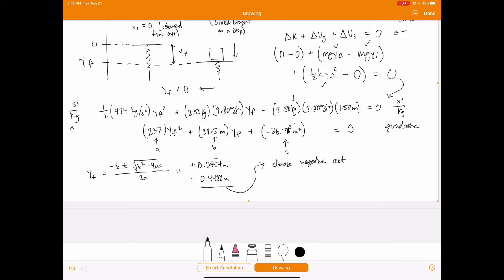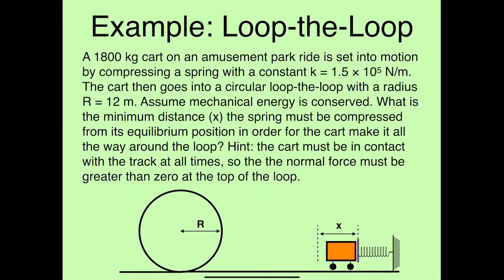Which rounds to about negative 0.449 meters. In centimeters, we could say 44.9 centimeters of compression. Okay, so that would be the answer. Now we'll do another example.